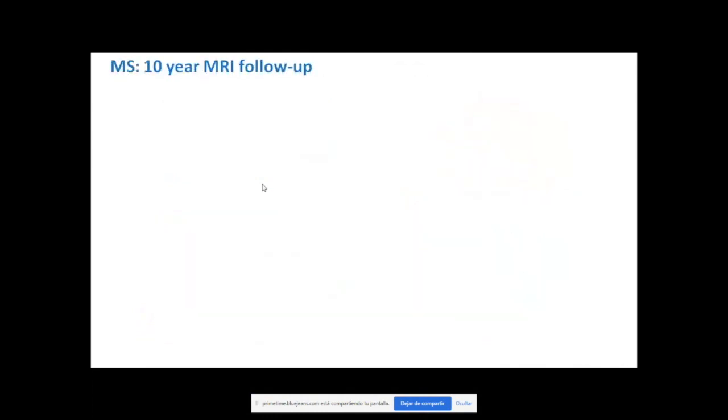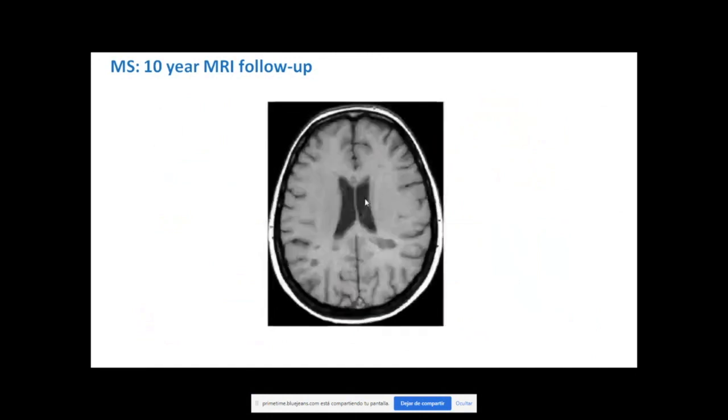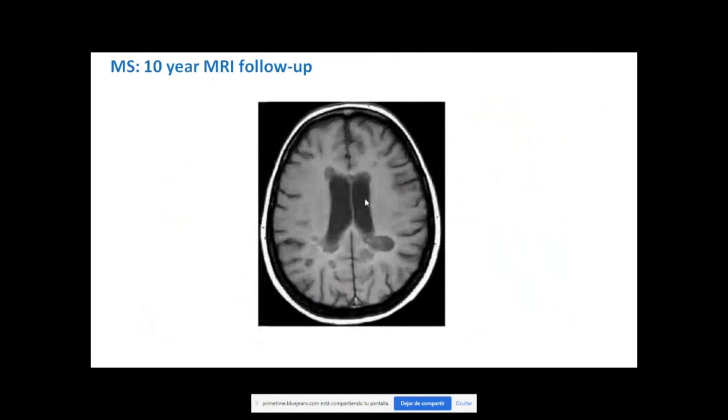Okay, so if we follow a patient for a long period of time, it's relatively easy to assess the degree of brain atrophy. And this is an example. This is the MRI obtained in a patient at the onset of the disease. We can see that there is no atrophy at all. And this is the follow-up after 10 years, in which we see the increase in the ventricular size and also in the sulci, indicating brain volume loss.